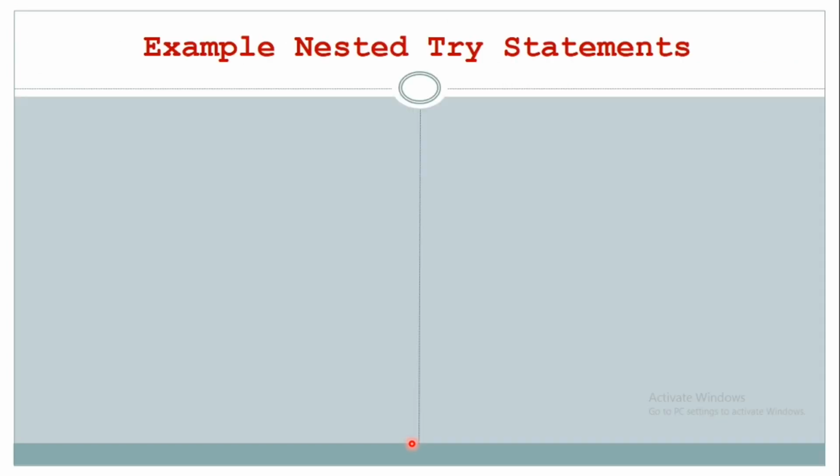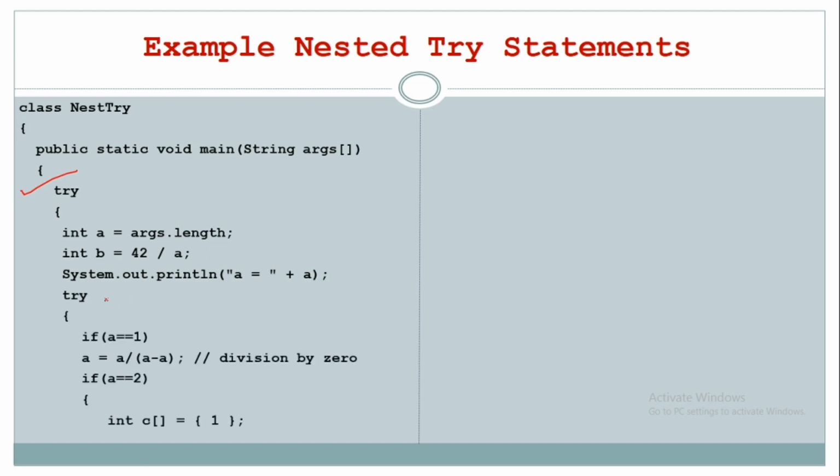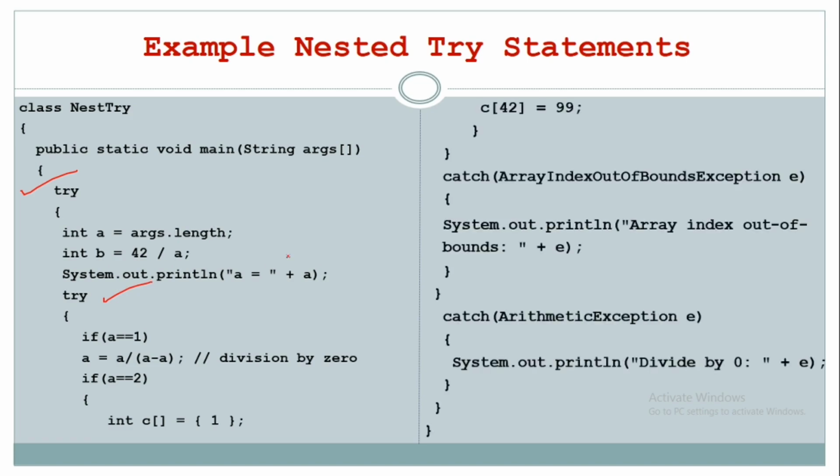Now let us understand these nested try statements with a simple program. Let me take a pen. Here, this is called an outer try block. Within the outer try block we have one more try block, and this is called the inner try block. This is called an inner catch statement, and this is an outer catch statement. Now, int a is equal to args.length. Here args is nothing but an abbreviation for the arguments.